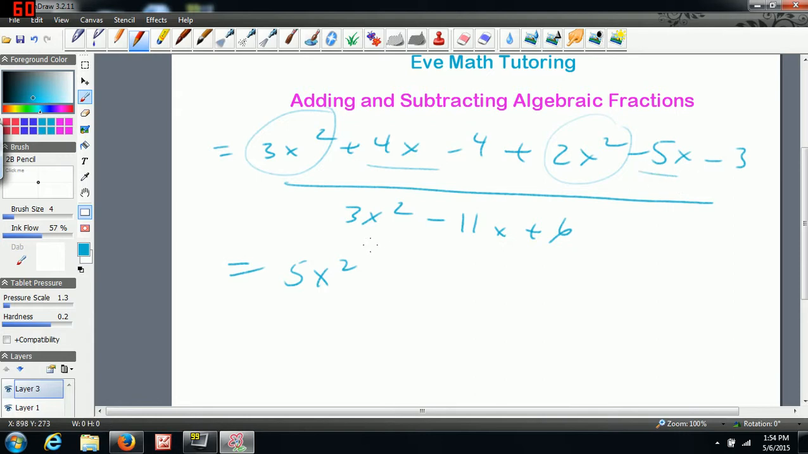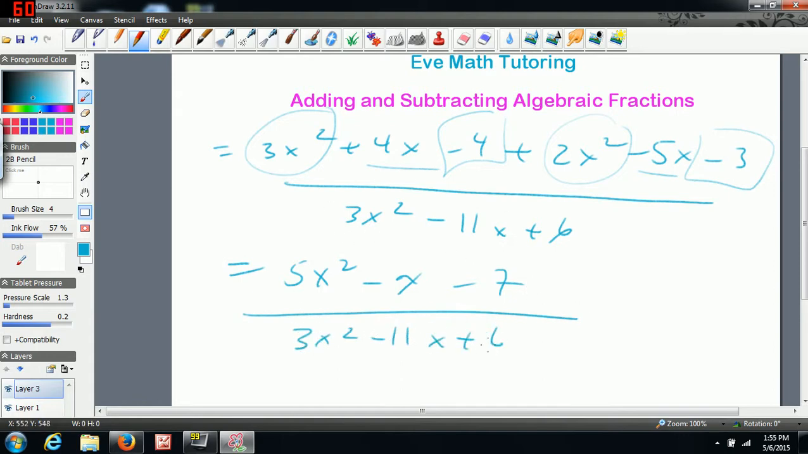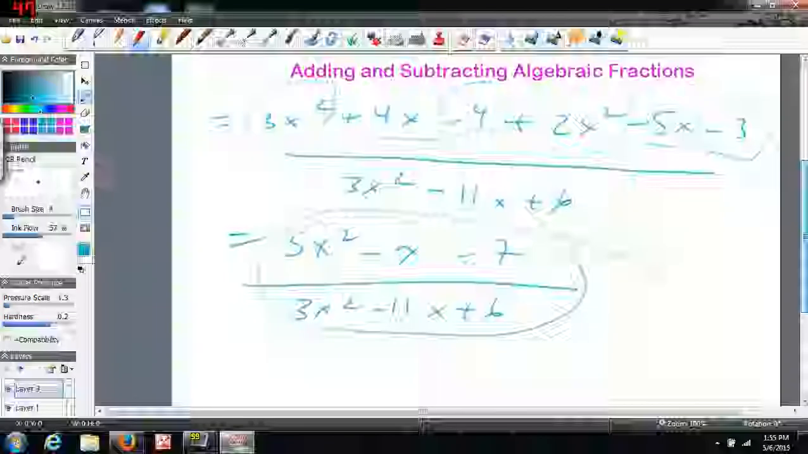And then you're going to add those two, so that's going to become minus x, and then the numbers are like terms, so that would become minus 7. And this here would be 3x squared minus 11x plus 6. We can't add anything there. So that would be your final answer for that question. So that's an adding example.